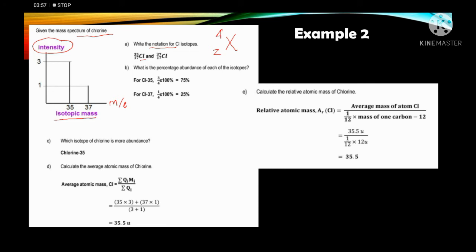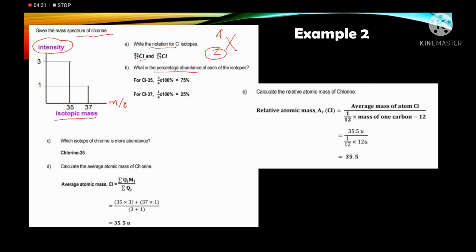For example, for chlorine 35 and 37, down here they put the proton number. But the proton number is not given in the question. You should not worry, because the proton number you can get from the formula booklet. In the exam, they will give you the formula booklet. Inside the formula booklet, we have a list of proton numbers of elements. So look from there.